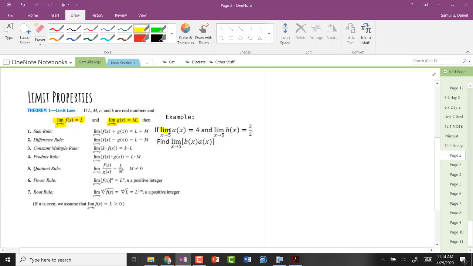So if you have a function a of x and you're approaching 5 and its limit's 4, take a different function b of x but approaching the same value, its limit's 3/2. Well, what's the product of that limit? Well, all you need to do is take 4 times 3/2. 6. That's the limit. That's what all of these rules state. If you know any two limits, you can just take those limits themselves and use the operation.